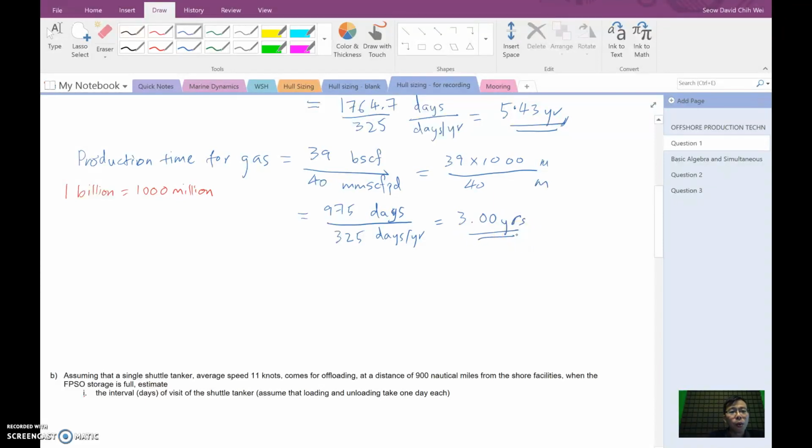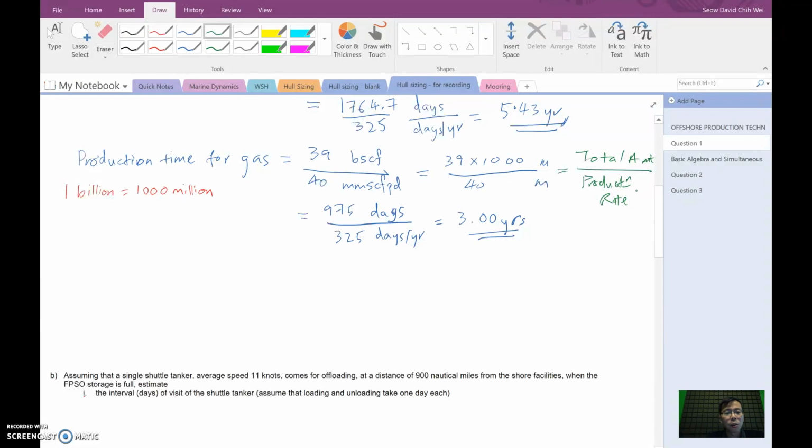Right. And by the way, I just missed out something. On top here, it's still the same thing. It's essentially the total amount divided by the production rate for gas.